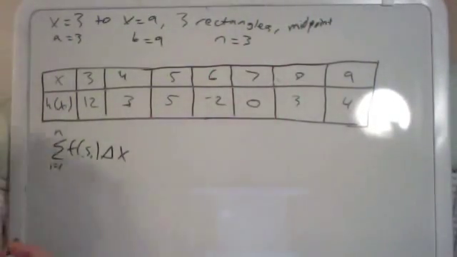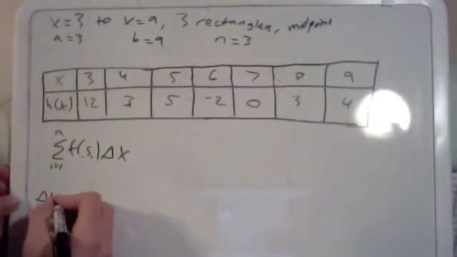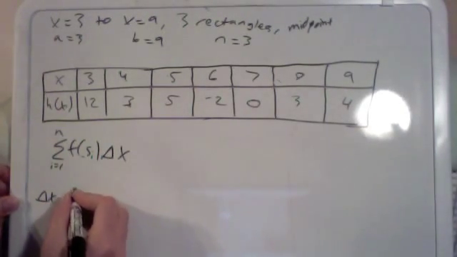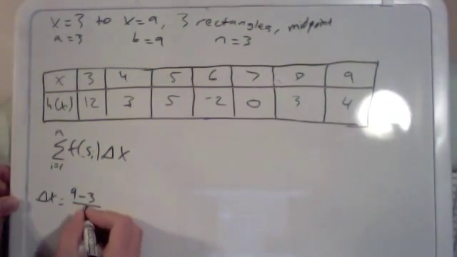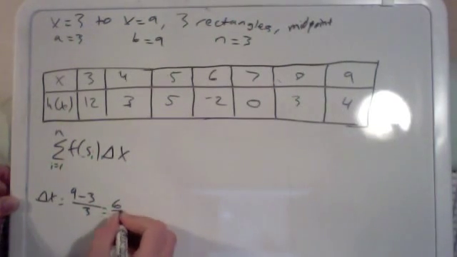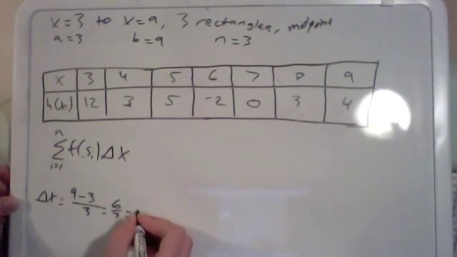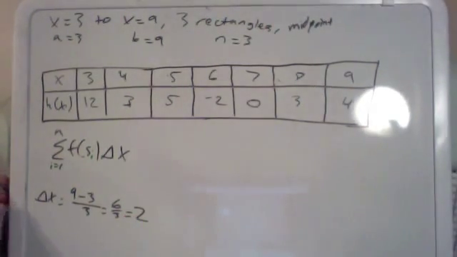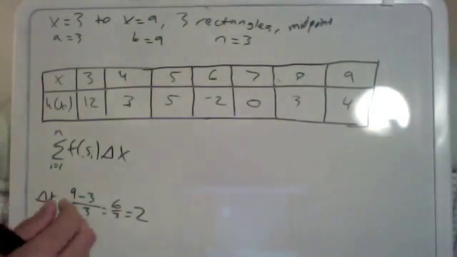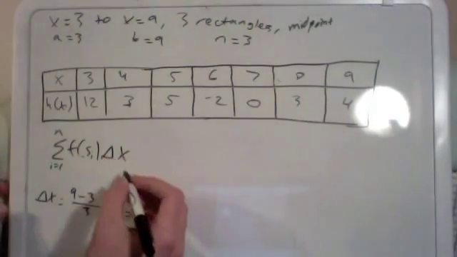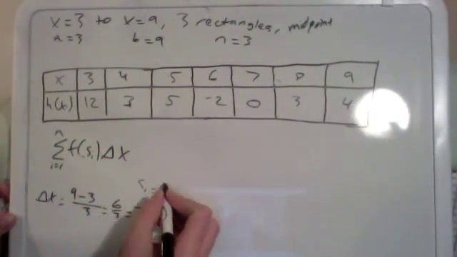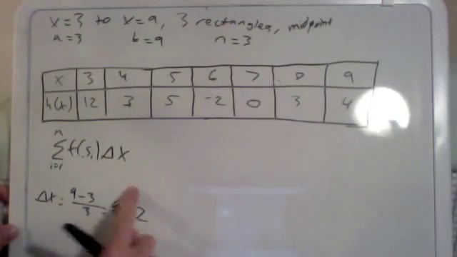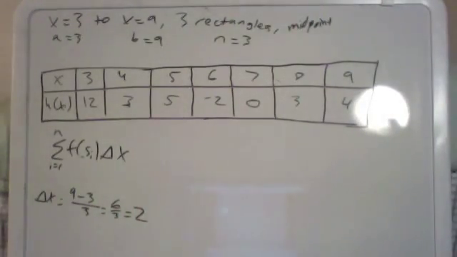So that means we can find that our delta x is equal to b minus a over n, so that is equal to 2. Now what we have to do, normally we try to figure out what x sub i is. How do we determine what that is? For a midpoint Riemann sum, it's pretty simple.